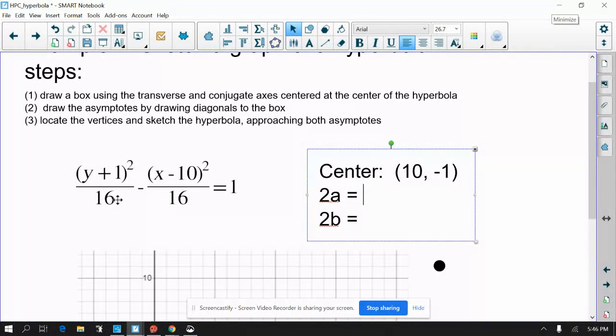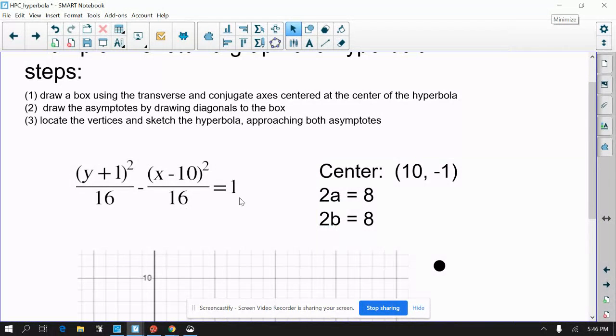The A is always mentioned first. So my A value is connected to the Y. That tells me that my hyperbola is facing up and down. And this is A squared. So A is 4, which means 2A is 8. And the conjugate axis was the same length. So I'm going to draw a box here.